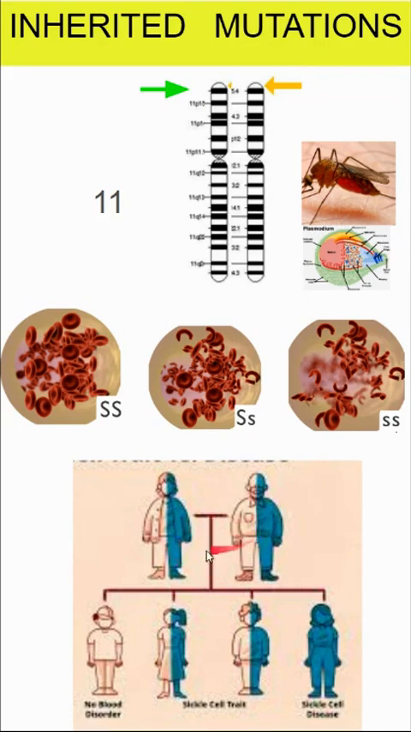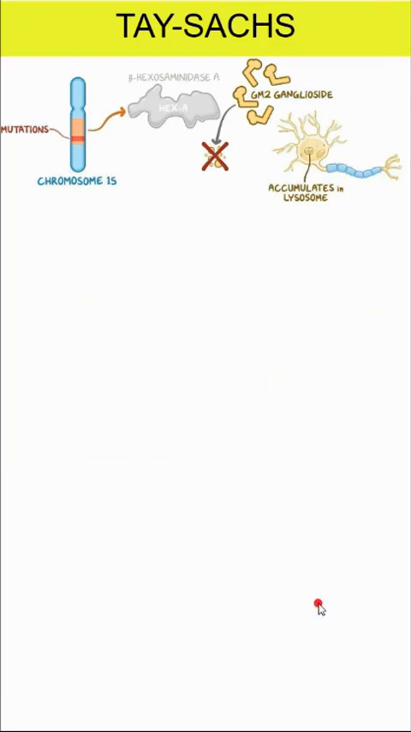But again, when we think about our Punnett squares, we can end up with those homozygous recessive traits getting passed on into sickle cell. So another example would be Tay-Sachs.